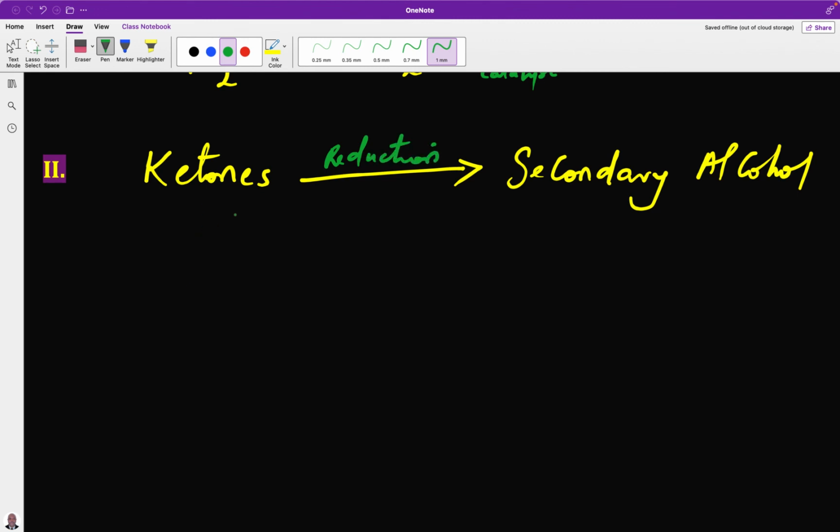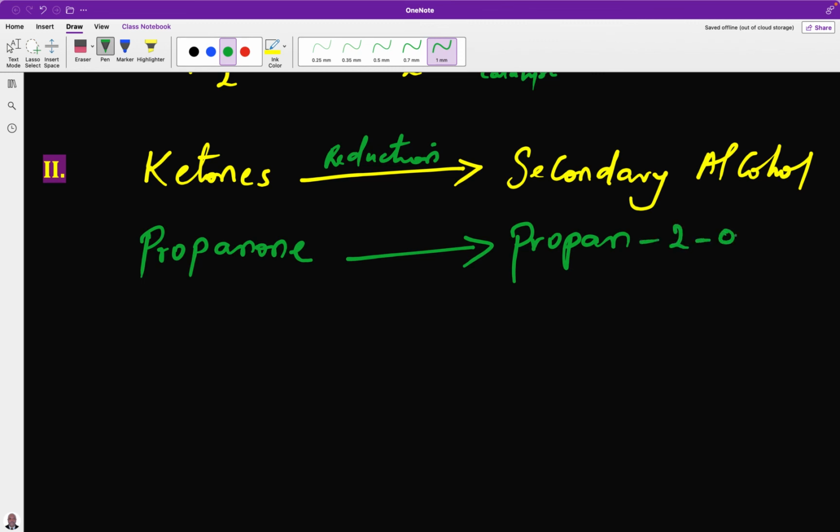Reduction. And I will give you an example of the ketone we are going to use here. Our example of the ketone will be propanone. Propanone to propan-2-ol. Let me show how this is done.